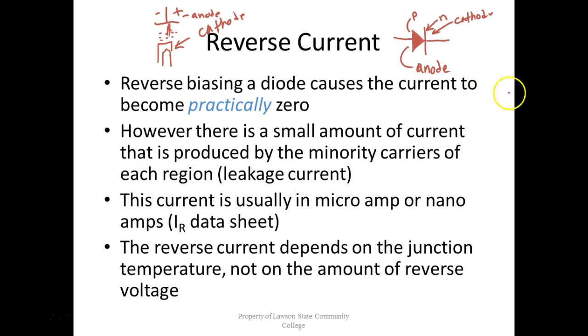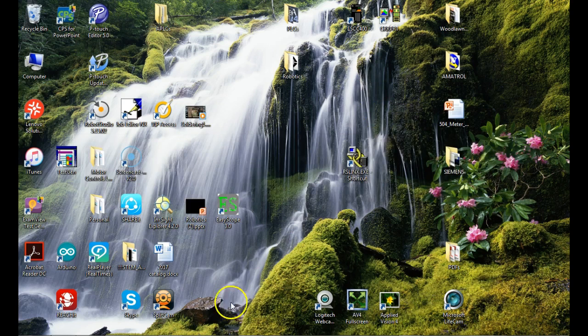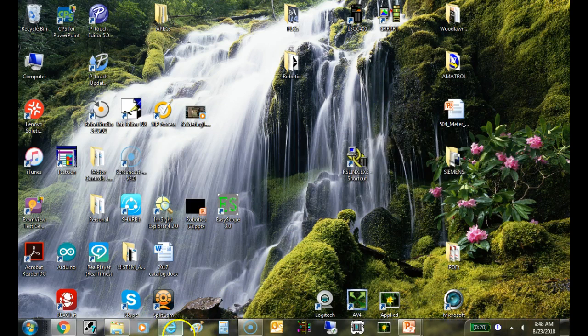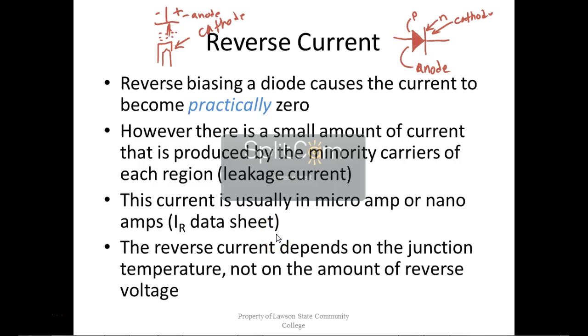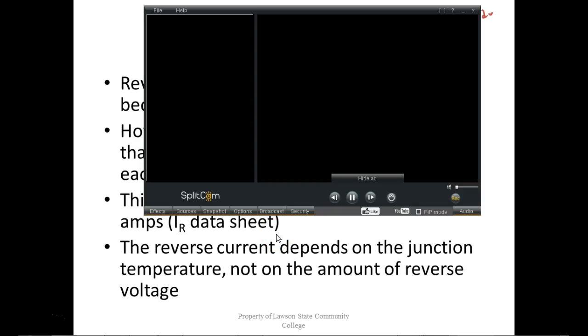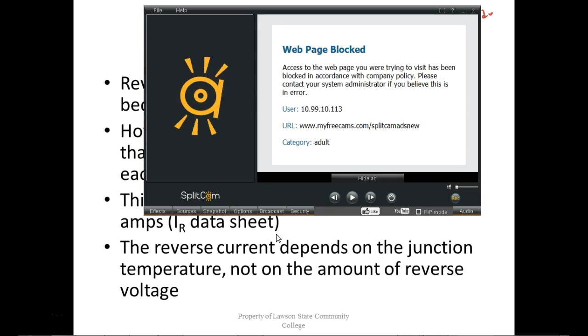Now, what they do to show you this is put a stripe on the diode that indicates the cathode. In fact, I'll go over and get one of these. This is a 1N4000 series, and this is a 1N914. This is a small switching diode.